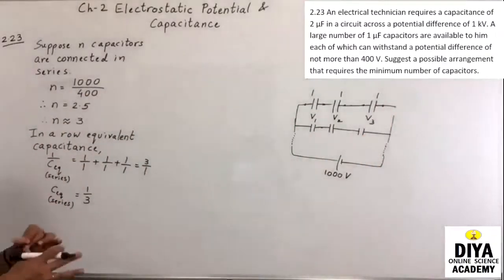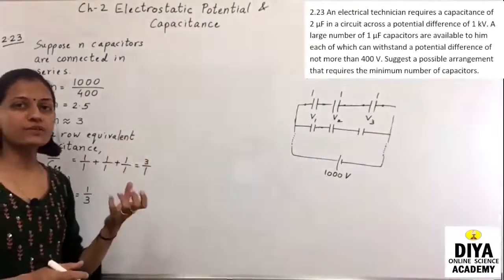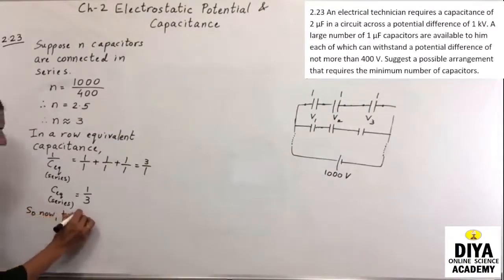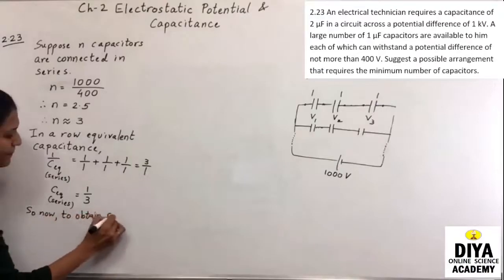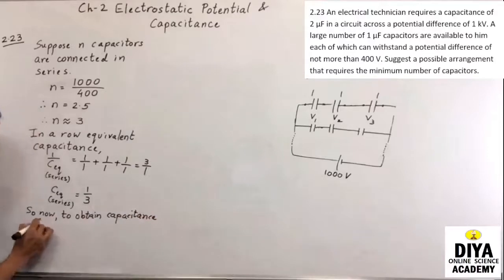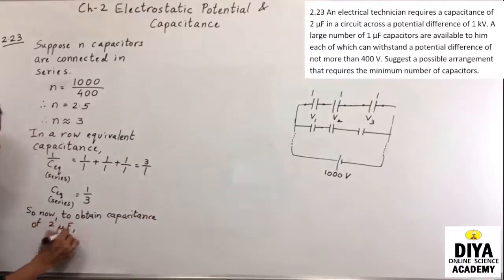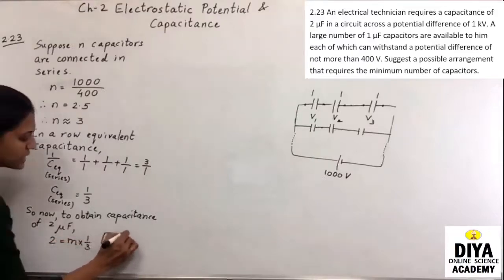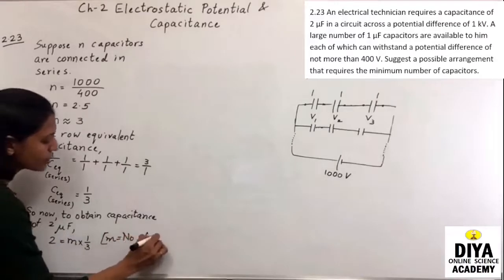Now from that you have to make a combination which gives me 2 microfarad. So now to obtain capacitance of 2 microfarad, let's say this is equivalent, in the parallel connection it will be getting multiplied, m into 1 by 3. What is m? M equals number of rows.